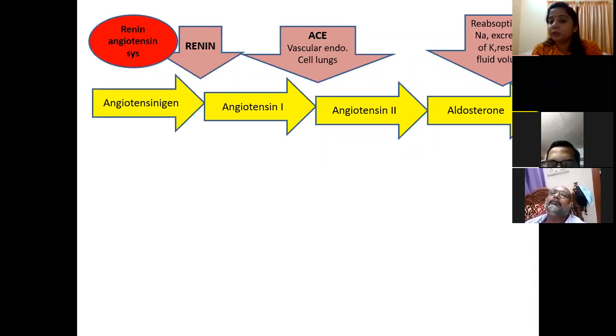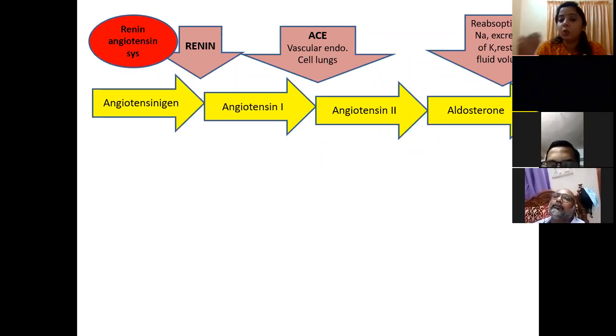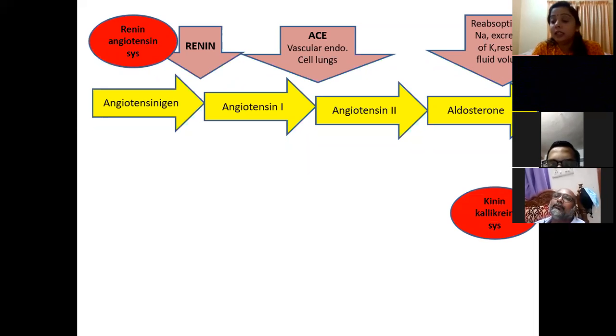What is the role of angiotensin 2? Angiotensin 2 itself is a vasoconstrictor. It will cause vasoconstriction and increase the BP. Angiotensin 2 will also cause the release of aldosterone from the adrenal cortex. What is the role of aldosterone? Aldosterone increases the reabsorption of sodium. As a result, water is also reabsorbed, so the electrolyte balance is maintained. Since sodium is reabsorbed, it causes excretion of potassium to maintain the normal electrolyte balance. That is the role of aldosterone. Now coming to the kinin-kallikrein system. What is the kinin-kallikrein system?